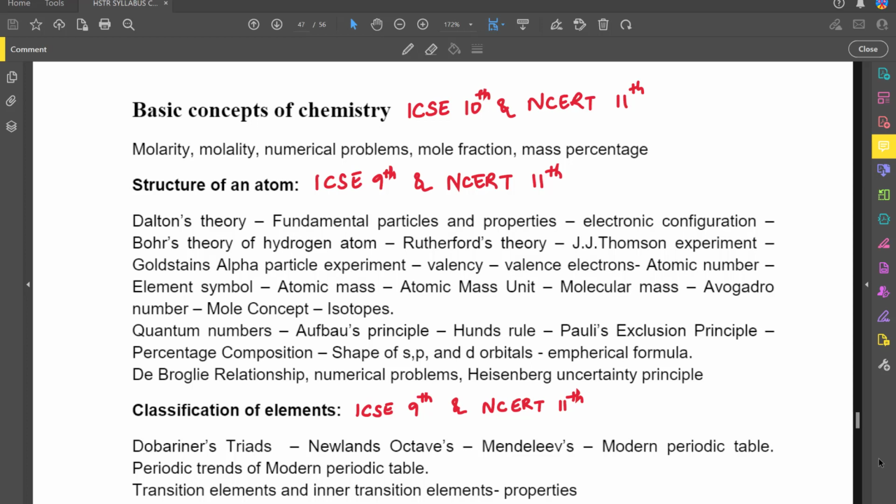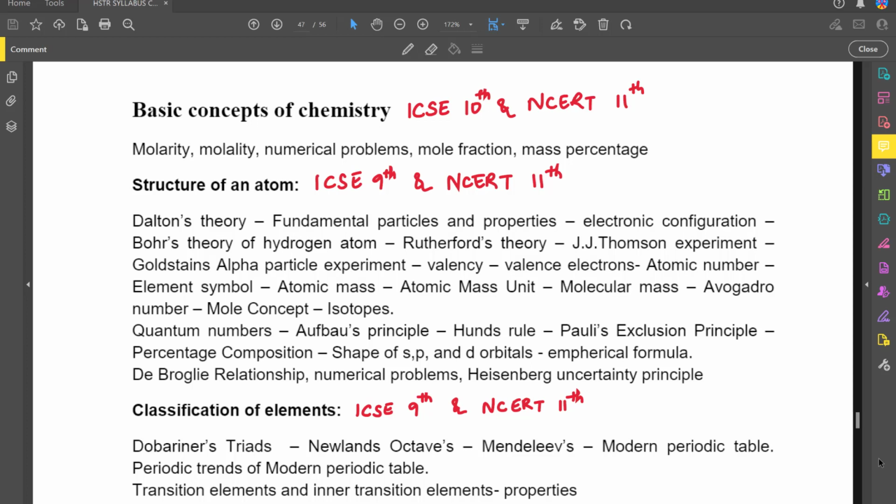structure of an atom. This portion is also given in the ICSE class 9th book. In that class everything is there: Dalton's theory, fundamental particles, electronic configuration. I think Bohr's theory is not there. Then Rutherford's theory, J.J. Thomson experiment, alpha particle experiment, all this is there. Maximum portion is there, but that will be a very basic level.